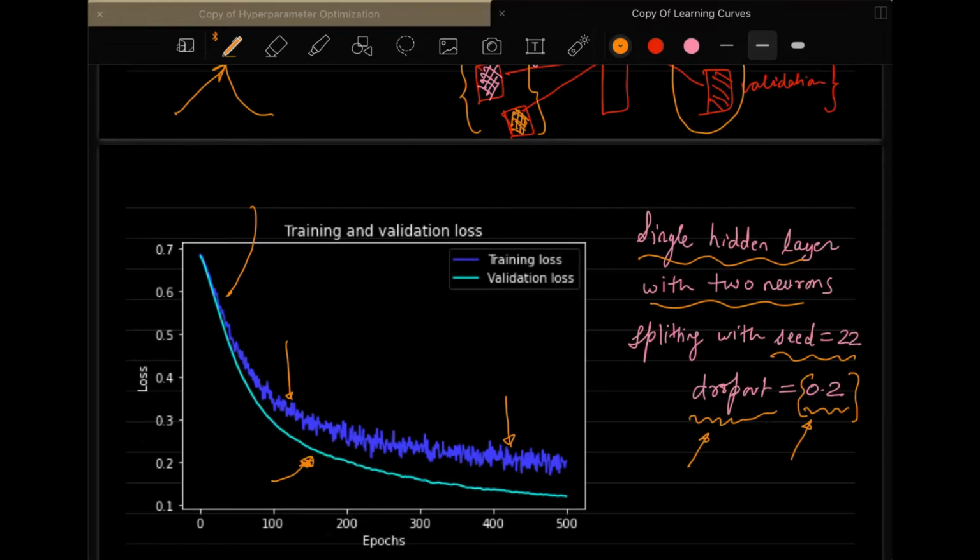So can anybody tell me the answers to these two questions? The first one is why the training loss is getting higher than the validation loss, and the second, why the training loss is having these noisy fluctuations. So can anybody reason out why this is so?